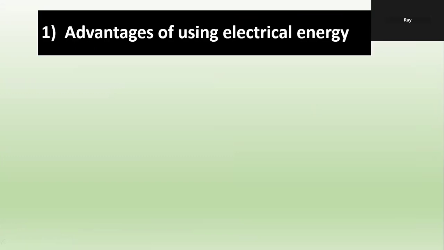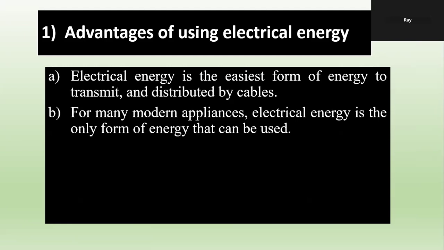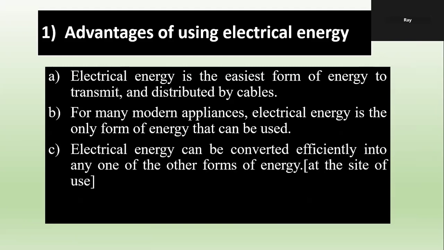Advantages of electrical energy. Electrical energy is the easiest form of energy to transmit and distribute by cable. For many appliances, electrical energy is the only form of energy that can be used. Electrical energy can be converted efficiently into any one of the other forms. This efficiency is at the site only, at the place of use only. Generating depends on how you generate it. There will be power inefficiency, energy will be lost somewhere.